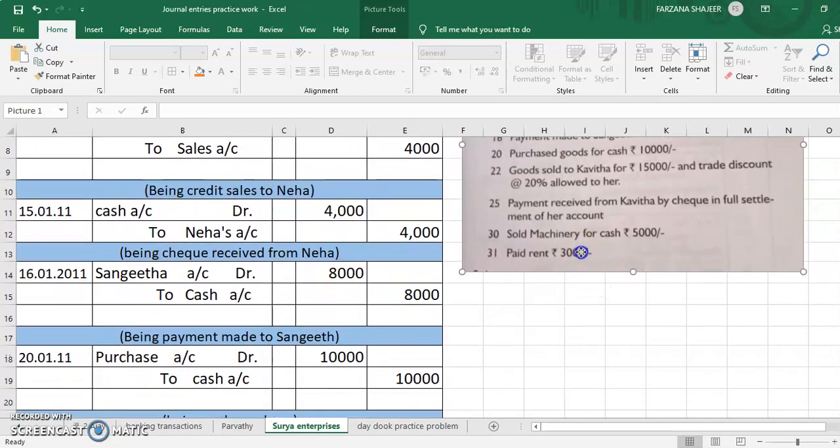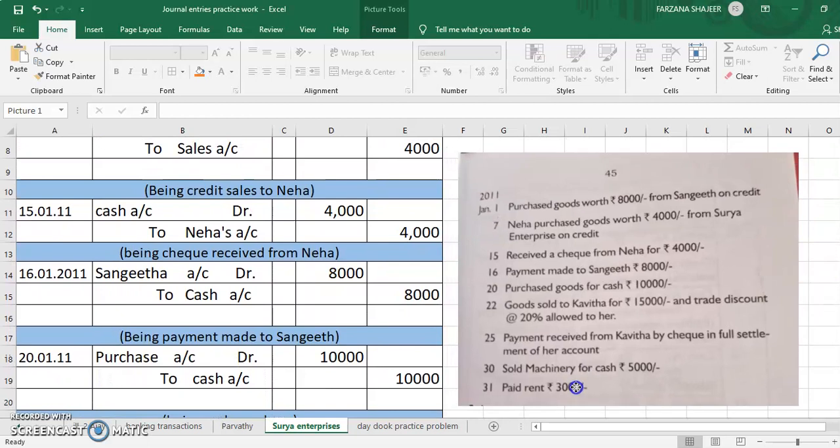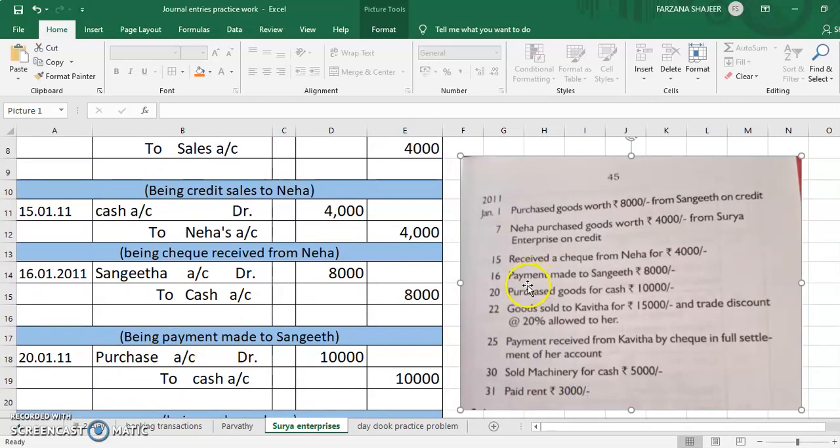The next transaction, that is on 16th, is payment made to Sangeet rupees 8,000. Sangeet account debtor to cash 8,000. The next transaction is purchased goods for cash rupees 10,000. So the journal entry for cash purchase, you give the date 20/1/2011, purchase account debtor to cash. Purchase is an expense, so it should be debited, and cash outflow happens, so cash is credited.